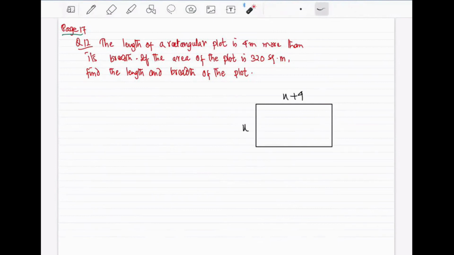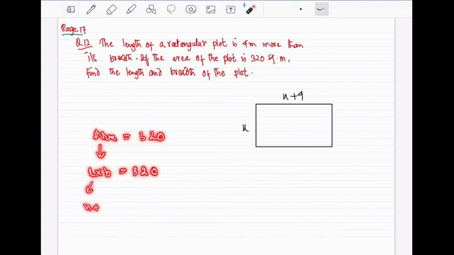Okay, continue further. If the area of the plot is 320 square meter, the plot is rectangular. So how to find the rectangle's area? Area of rectangle is length into breadth, right? So area of rectangle is how much? 320. That's our equation right there. Area, I can put it into length into breadth is equal to 320.